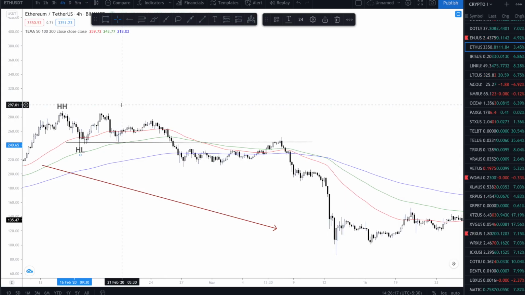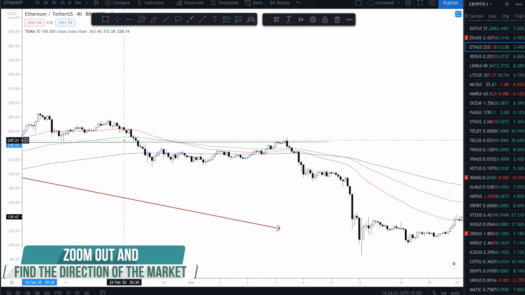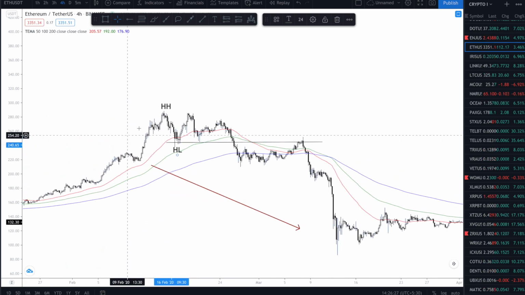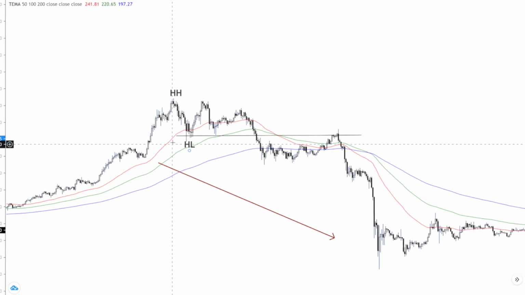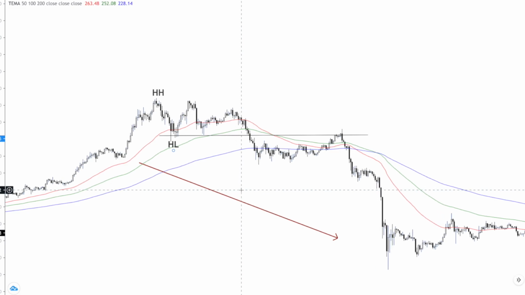So in this example, we will again go through the 3 steps. The first step is to zoom out and find the direction of the market. So we will just do that. And here the price is moving down, so we have a downtrend.